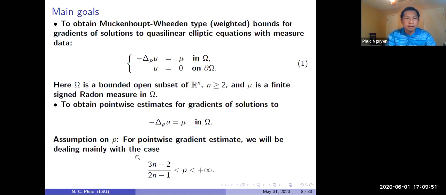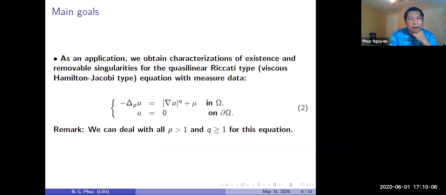For this pointwise bound, we will restrict to the range where p is bigger than (3n minus 2) over (2n minus 1). So essentially, this number is like 3 halves. All right, our ultimate goal is to use those bounds to apply to the problem of existence, solvability, and removability for the Riccati type equation. This is a Hamilton-Jacobi type equation.